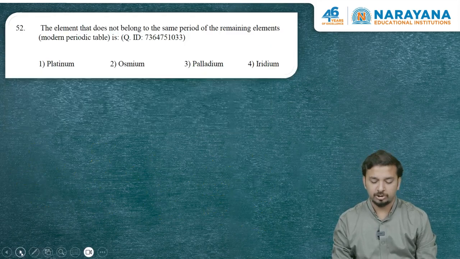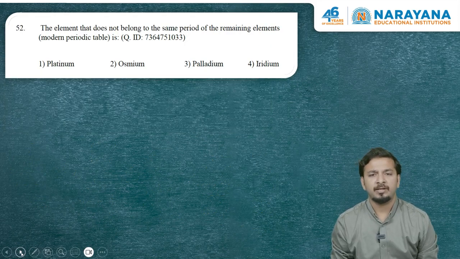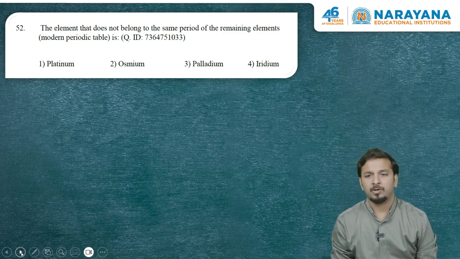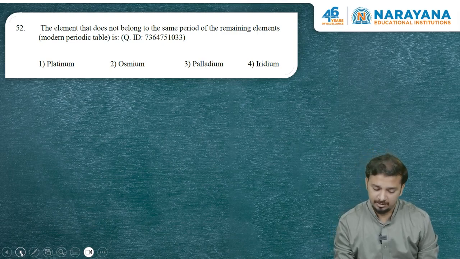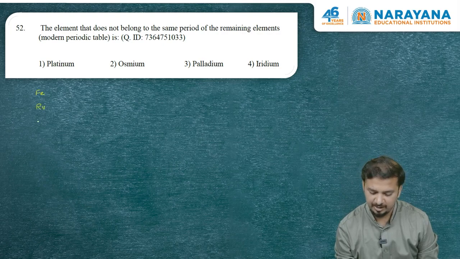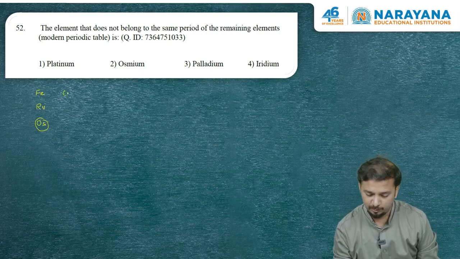Moving to the next question. The question is: the element that does not belong to the same period of the remaining elements as per the modern periodic table. The elements given are platinum, osmium, palladium and iridium. If you see, the iron family is Fe, Ru and Os, so osmium is present in this. In the cobalt family, cobalt, rhodium, iridium, so iridium is present over here.